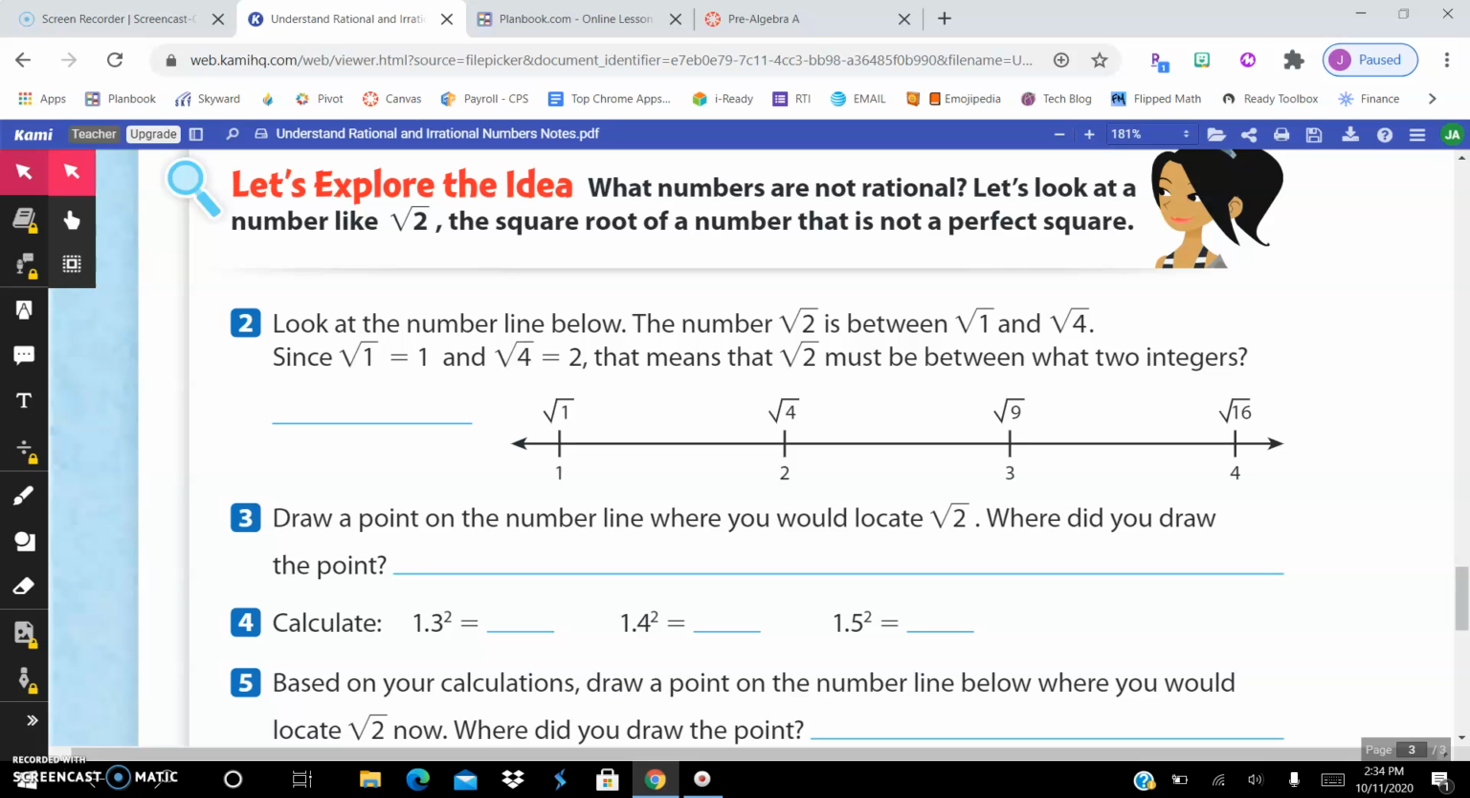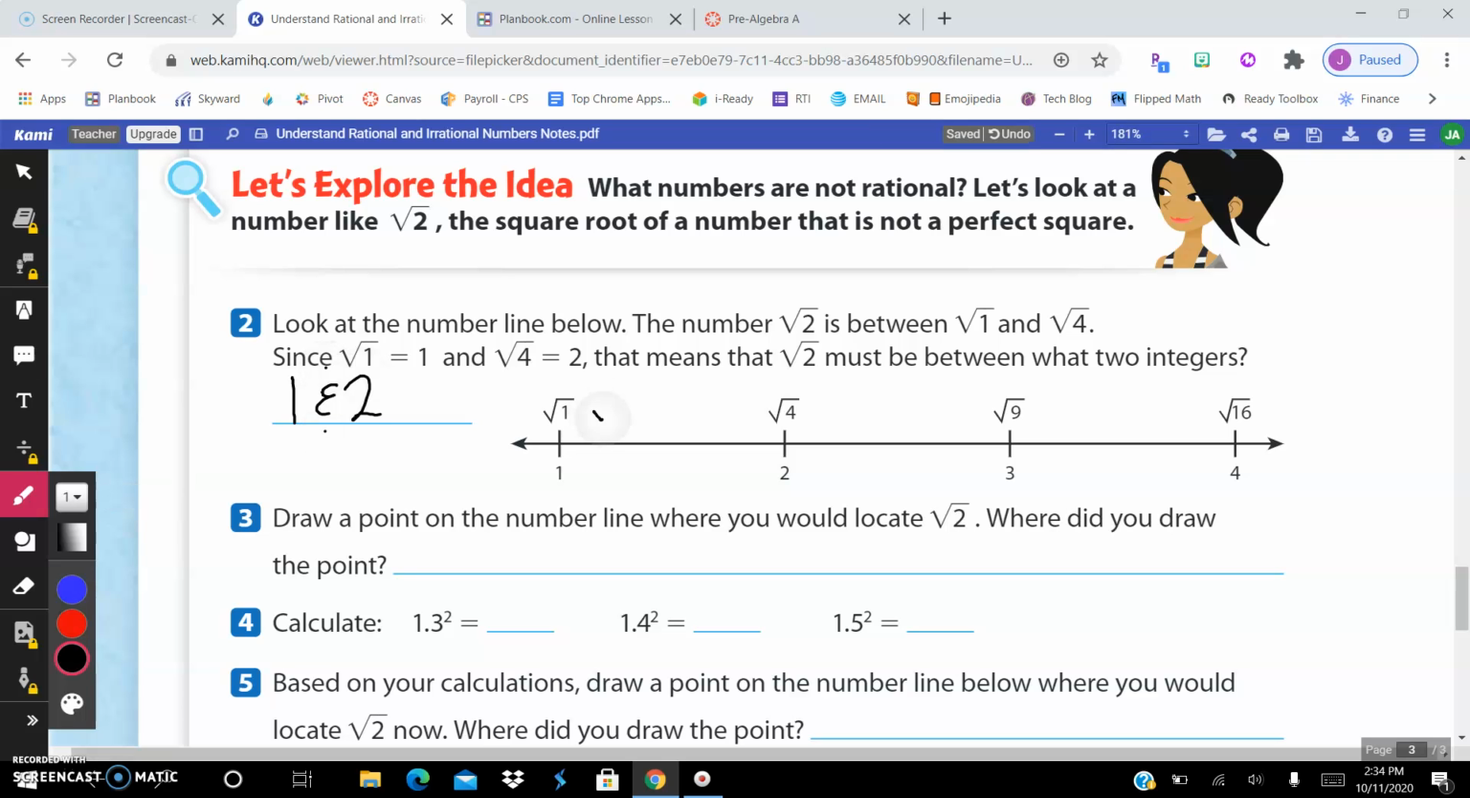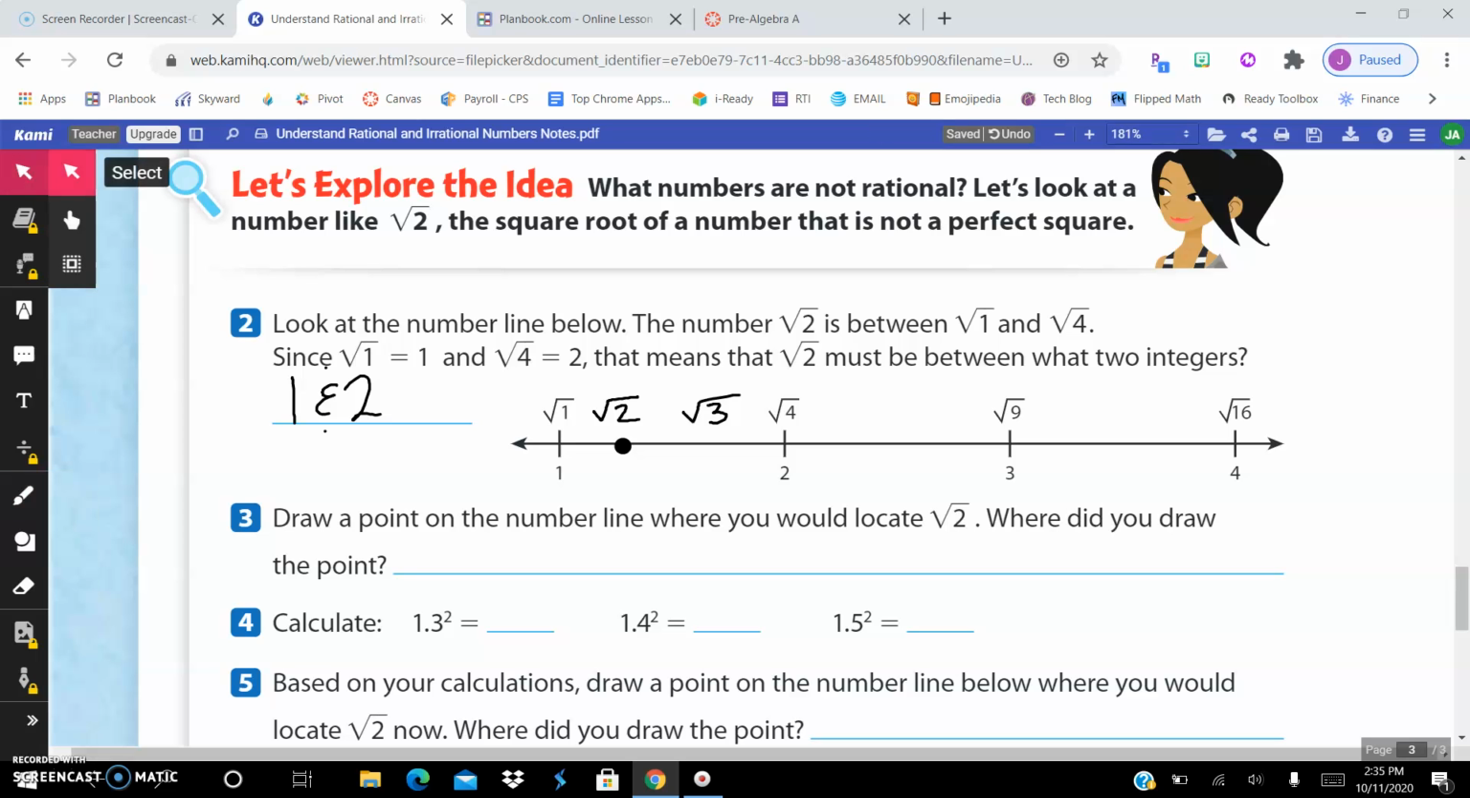Well, it has to be between 1 and 2, because if I continued writing this, I would have the square root of 2, then I would have the square root of 3, and then 4 is already there, and so on. So the square root of 2 would be right about there, according to our number line. So integers, remember, are positive and negative whole numbers. So the answer to square root of 2 has to be between 1 and 2.